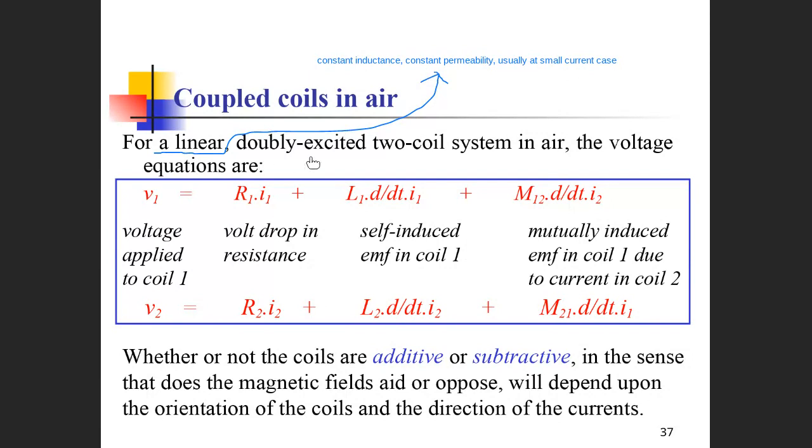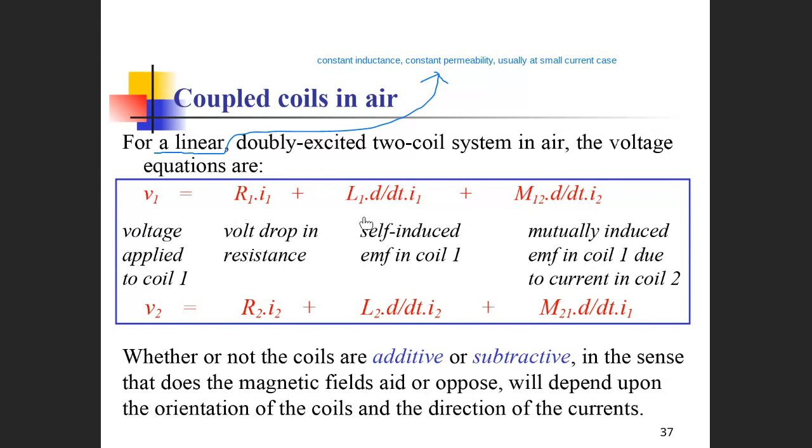For linear double excited coils, 2 coils in the air, the voltage equations can be expressed as follows: the source voltage V1, the applied voltage of coil 1, and the voltage drop in the resistance of coil 1. The voltage drop in coil 1 is not just the copper, but also has some of the core losses. Maybe the core losses are smaller, it doesn't matter. But this is the total voltage drop in the resistance.